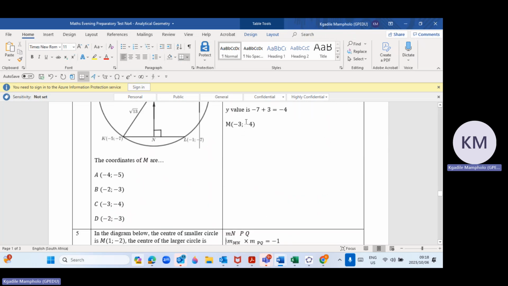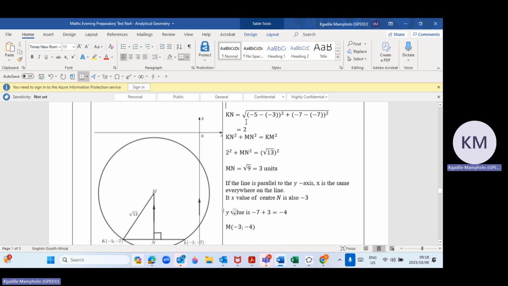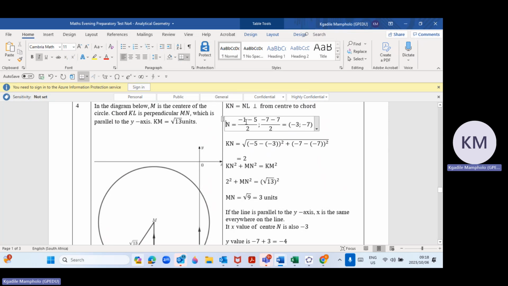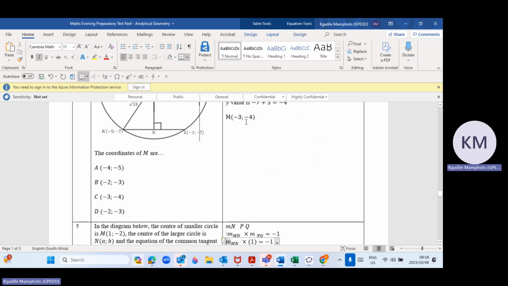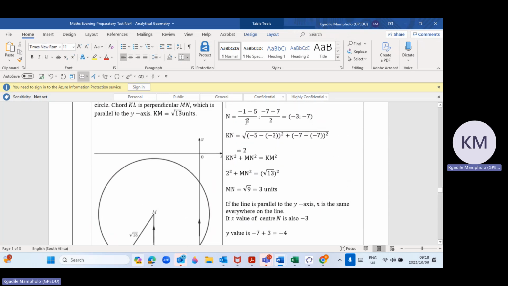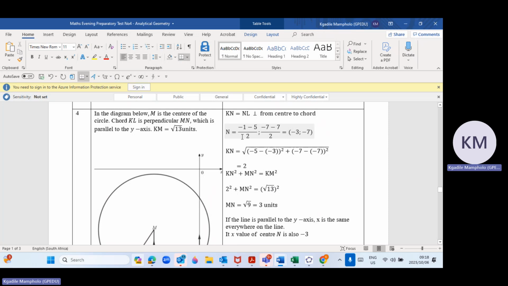We see that x of L is -1 and x of K is -5. Y of K is -7, and y of L is also -7. When you find the midpoint, the coordinates of N would be -3 and -7. So we applied the converse of theorem 1 of grade 11 to say if a line drawn from the center to the chord is perpendicular to the chord, it means that line bisects the chord. So you just say perpendicular from center to chord.